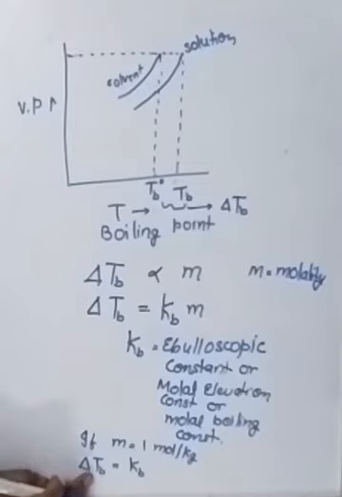That means if we have a 1 molar solution, in that condition whatever elevation in boiling point is there, that will be equal to the ebullioscopic constant. So it is defined as the elevation in boiling point for a 1 molar solution, or the solution which has 1 mole of solute dissolved in 1 kg or 1000 gram of the solvent. This is the definition of the ebullioscopic constant.